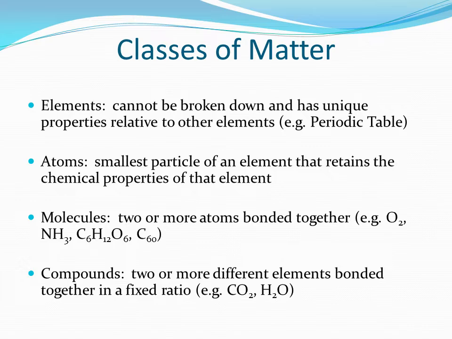Then we have atoms. Atoms are the smallest particle of an element that retains the chemical properties of that element. Molecules. Molecules are two or more atoms bonded together. For example, oxygen gas, O2, ammonia, NH3, glucose, C6H12O6, and C60, which is also known as a buckyball.